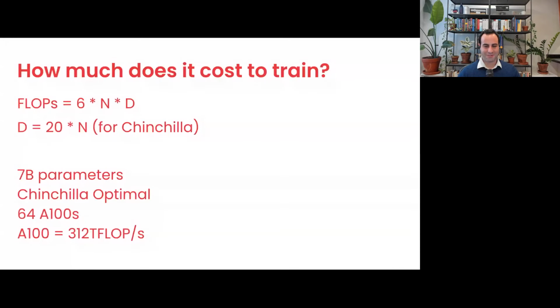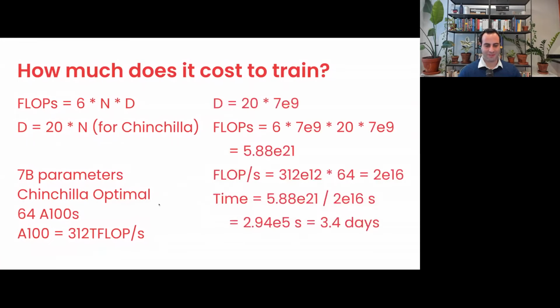Okay, so I'm about to show a bunch of math. First, Chinchilla optimal, that puts us at 140 billion tokens. That's just 20 times the number of parameters. So here's the math. I'm going to go line by line, as I just threw a bunch of numbers up there, so let's take it one line at a time. That first line, I'm just calculating the amount of data. 20 times 7 times 10 to the 9, that's 7 billion. And so that gives us 140 billion.